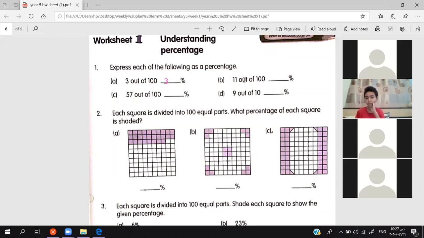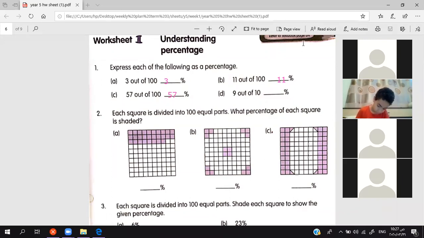Now 11 out of 100 means 11%. This is very easy because it's already out of 100. What about here? 57 out of 100. This means 57%. What about here? 9 out of 10. Some of you will write 9, but it's going to be wrong. Why? Because the percentage must be over 100.